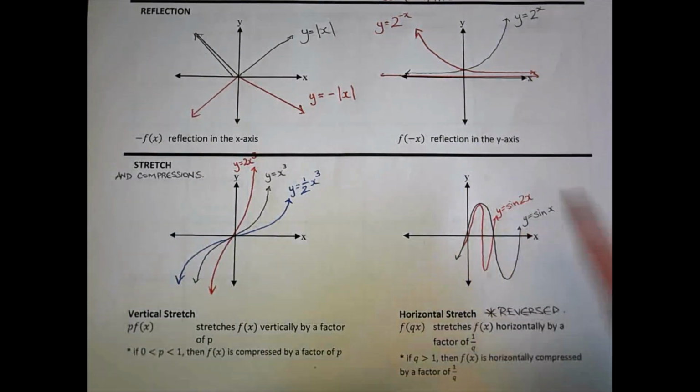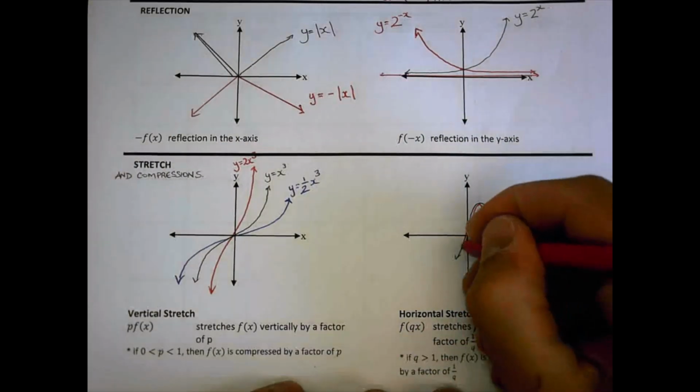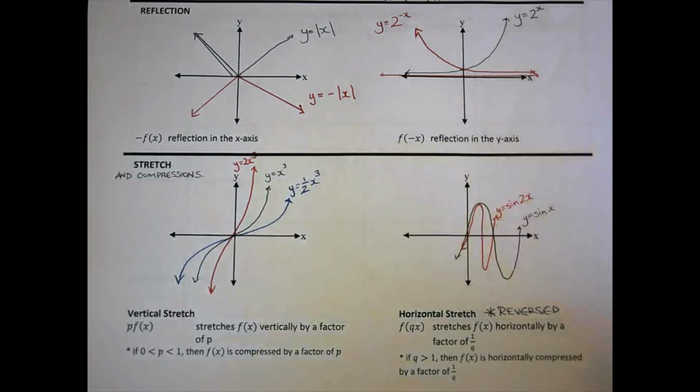So even though it's a big number, it's actually doing the opposite. It's squeezing it when I look at things horizontally. Squeezing it by a factor of 1 over this number 2, so half.